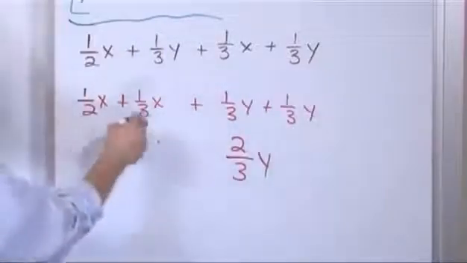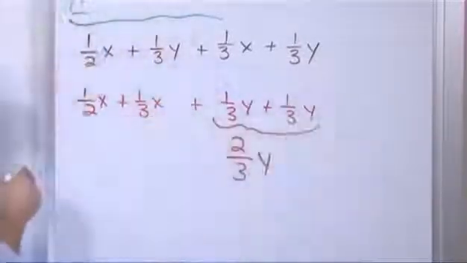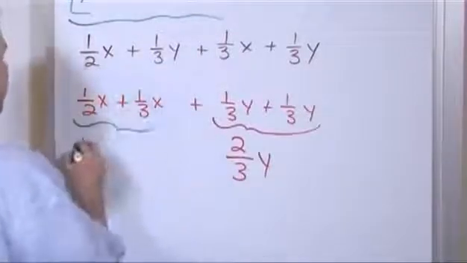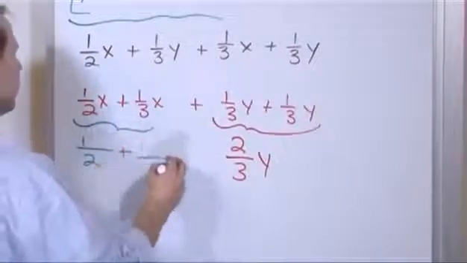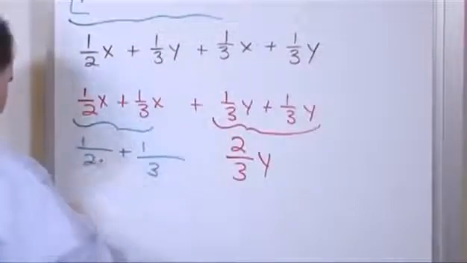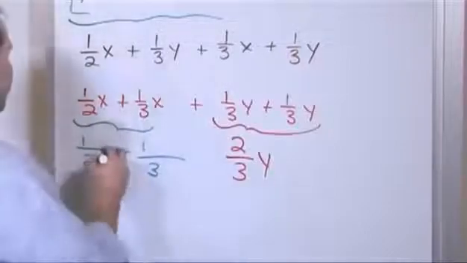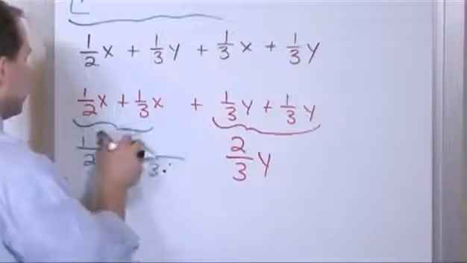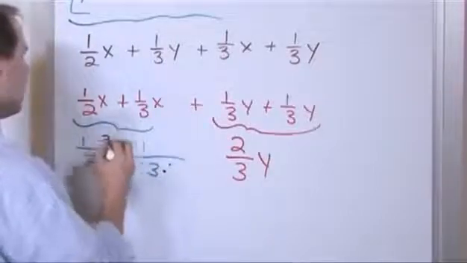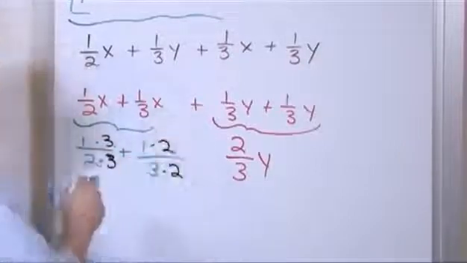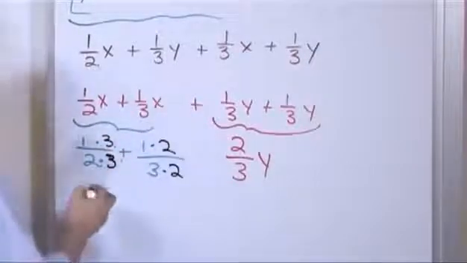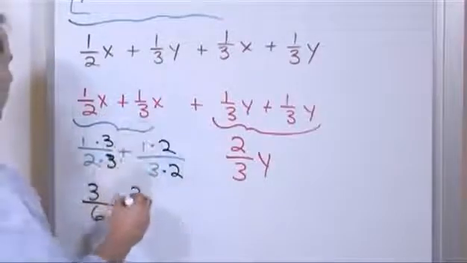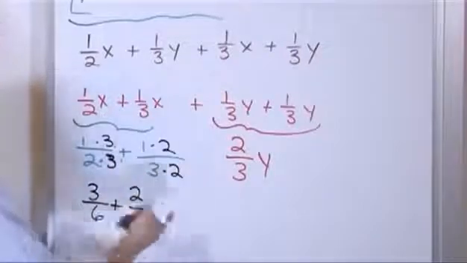But this guy is a little bit trickier, and that's just because the fractions are not as pretty. So let me switch colors here a little bit. Let's see, 1/2 plus 1/3. Well, if I multiply this one by 3, and multiply this one by 2, then I'll get a common denominator of 6. So I'm just trying to find a common denominator. 1 times 3 is 3, 2 times 3 is 6, plus 1 times 2 is 2, 3 times 2 is 6. So I have a common denominator.